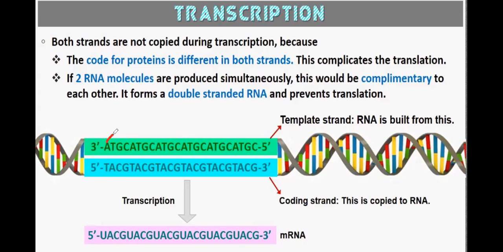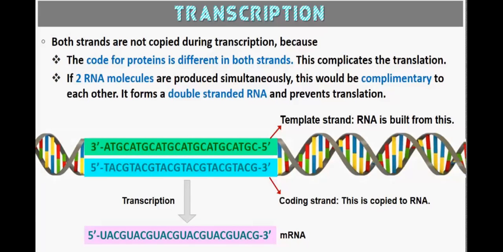Adenine forms a bond with thymine, but thymine is not there in messenger RNA. So what is here? Uracil. Thymine, adenine. Guanine, cytosine. Cytosine, guanine. Adenine, thymine. Thymine is not there, therefore uracil. Then guanine, adenine, cytosine, then cytosine, guanine, adenine, uracil, thymine, adenine, guanine, cytosine, cytosine, guanine. So in this way, new messenger RNA is synthesized. I hope it is clear to all.